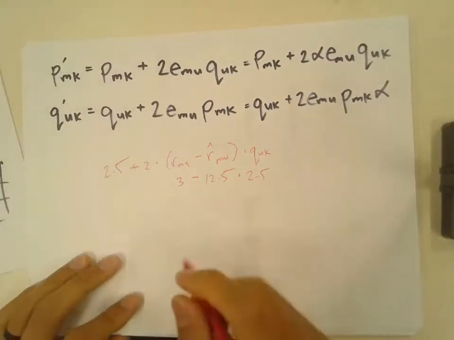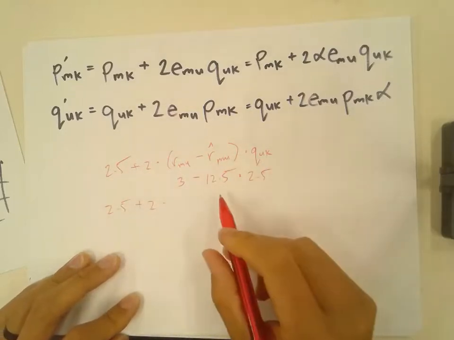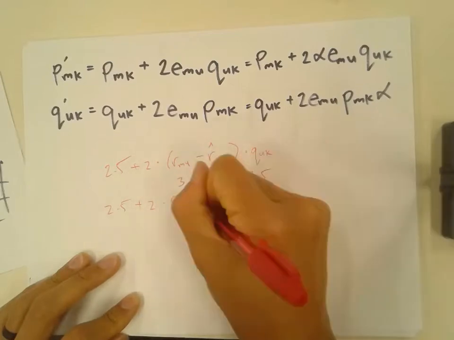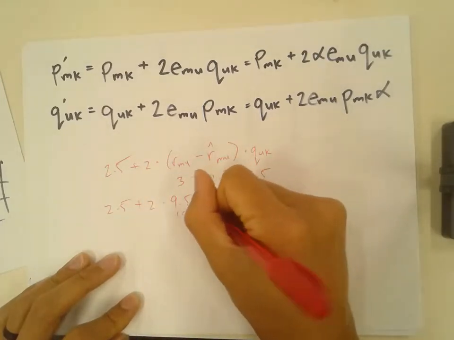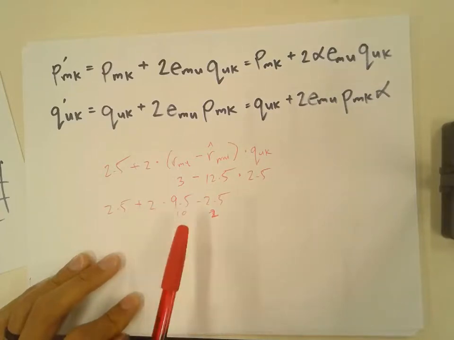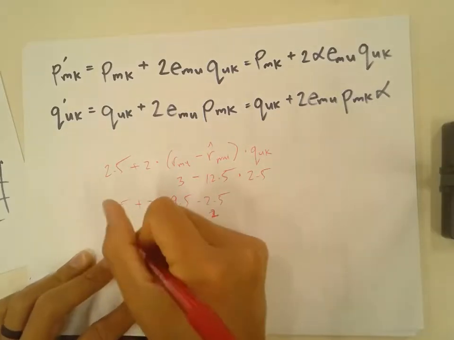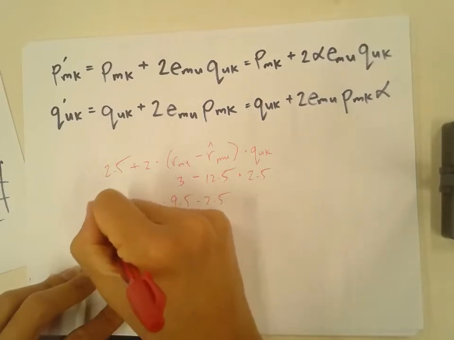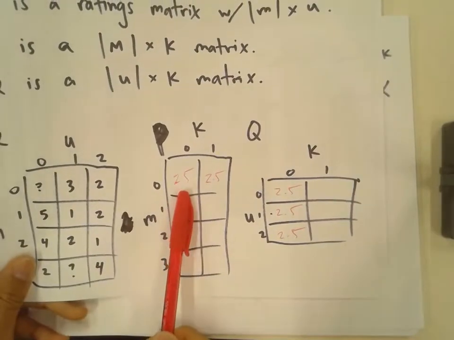Right. So let's work out the math and see what we get. We get 2.5 plus 2 times, what is this going to be? It's going to be 9.5 times 2.5. So if we estimate, we'll call this 10 and this 2, and multiply it all out. 4 times 10 is 40, so we get 42.5 as our answer. For what P hat of mk should be, I'm sorry, not P hat, but the new value of P should be 42.5. So we're going to replace that with 42.5.